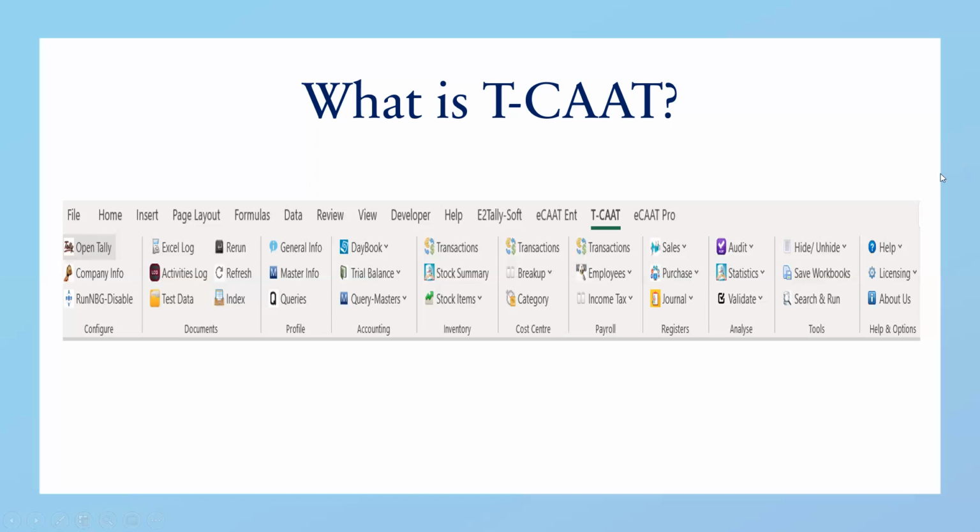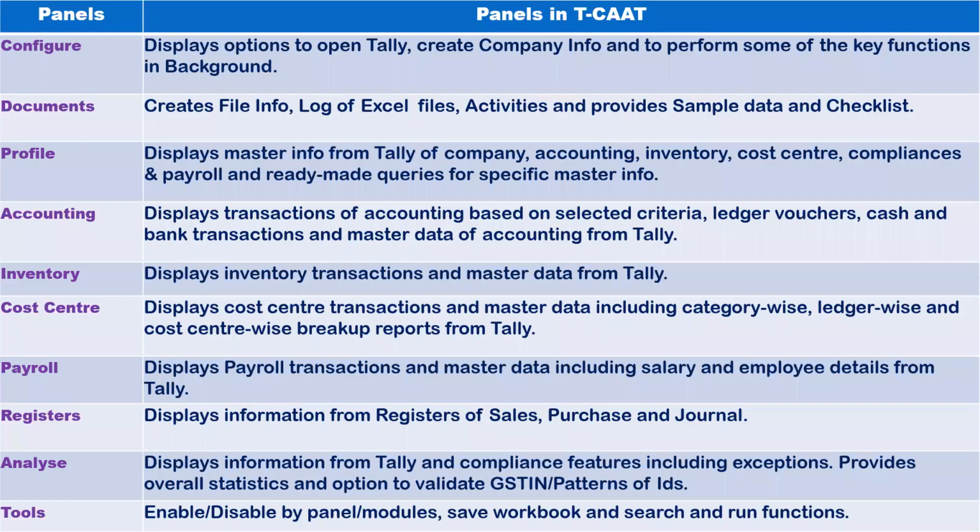You can also hide or unhide menus or this particular software itself. And if there are multiple workbooks, you can save multiple workbooks in one go. You can also search and run any function. And the last tab is about the help and options, which gives you information about help, licensing, and about us. Let's have a quick look at the panel. This slide gives you information about each of the panels and the coverage, like configure, documents, profile, accounting. What I explained to you, the same thing is given here in this slide.